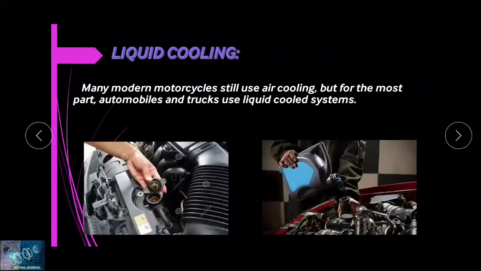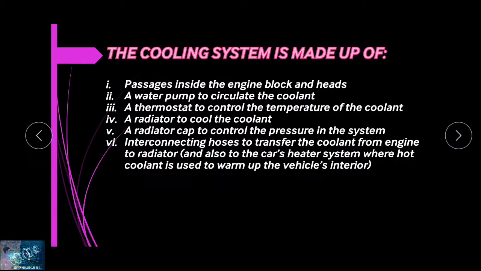Then liquid cooling. Many modern motorcycles still use air cooling, but for the most part automobiles and trucks use liquid cooled systems. The cooling system is made up of passages inside the engine block and heads, a water pump to circulate the coolant, a thermostat to control the temperature of the coolant, a radiator to cool the coolant, a radiator cap to control the pressure in the system, and interconnecting hoses to transfer the coolant from engine to radiator.